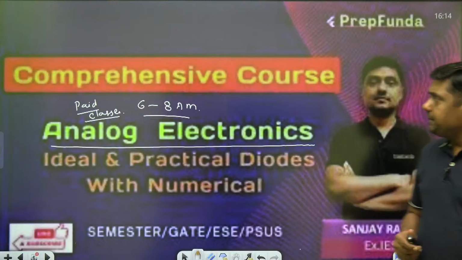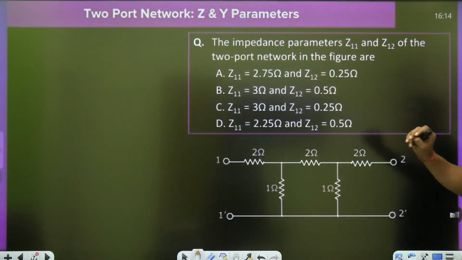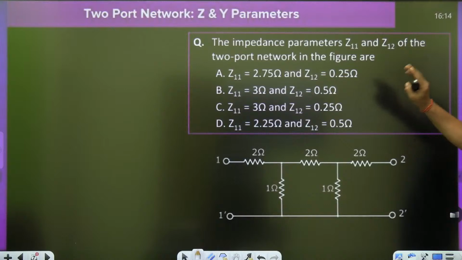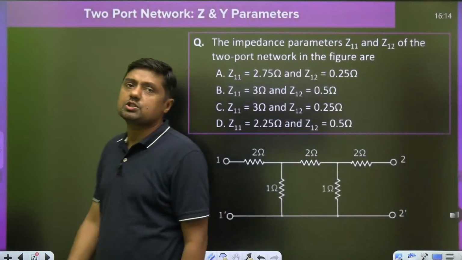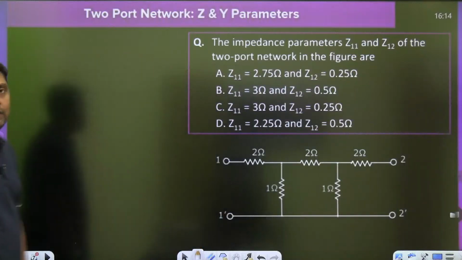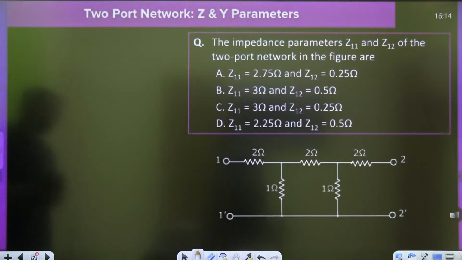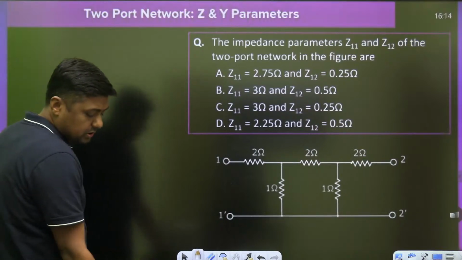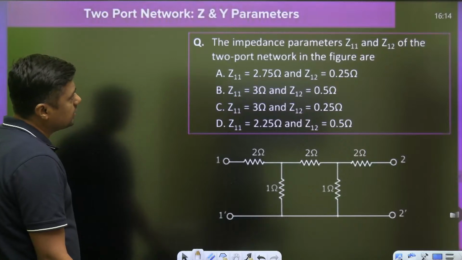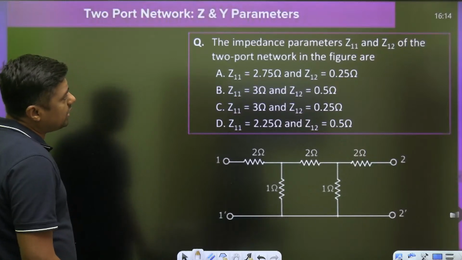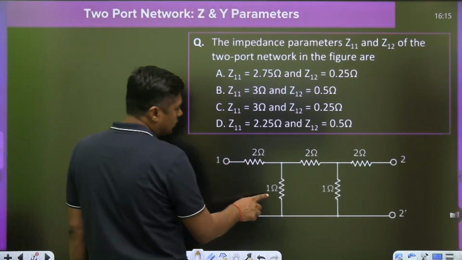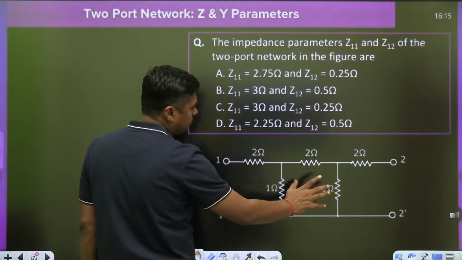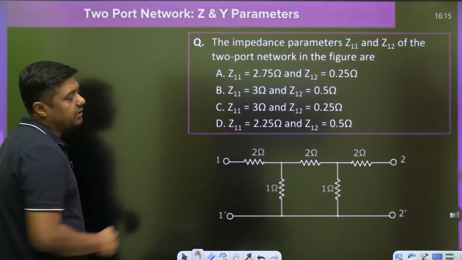Okay, now let's come to the question. The impedance parameters Z11 and Z12 of the two-port network in the figure are what? With this question, I will give you the basic idea about the theory of the Z parameters, so try to solve this one. This is a 2 ohm resistor, 1 ohm resistor, 2 ohm resistor, 1 ohm resistor, 2 ohm resistor, and you have to find Z11 and Z12.